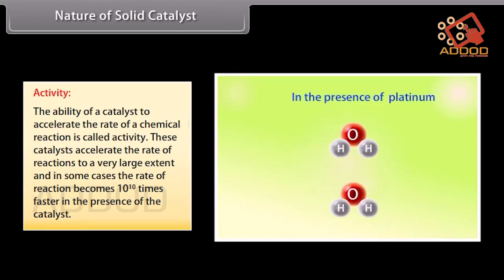These catalysts accelerate the rate of reactions to a very large extent, and in some cases, the rate of reaction becomes 10 raised to the power 10 times faster in the presence of a catalyst. For example, a mixture of pure H2 and O2 does not react, but in presence of catalyst platinum, they combine to form water and the reaction takes place with explosive violence.